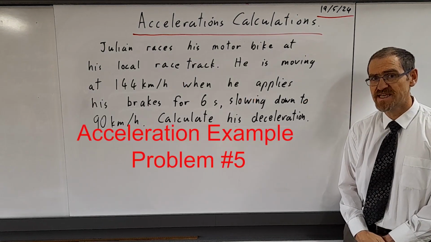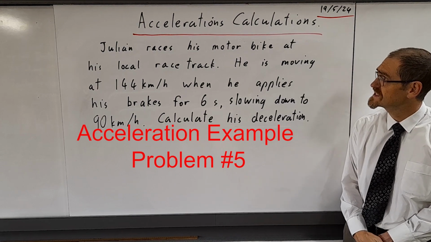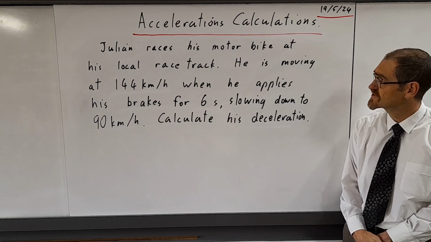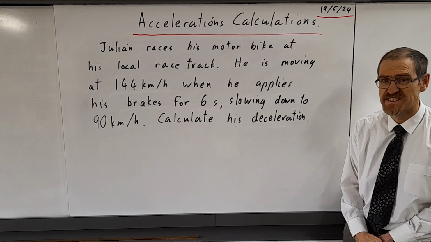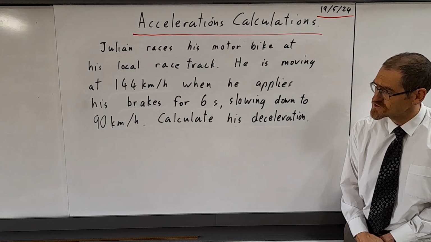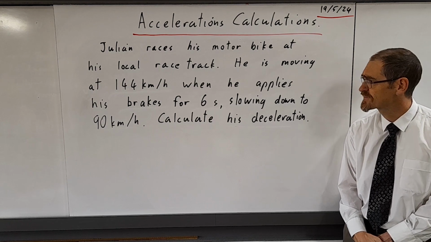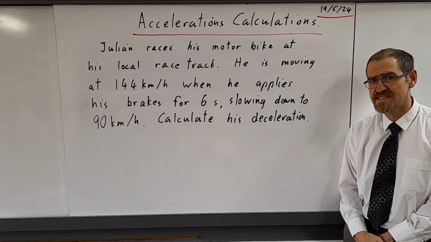Acceleration calculation, example number 5. Julian races his motorbike at his local racetrack. He is moving at 144 kilometers an hour when he applies his brakes for 6 seconds, slowing down to 90 kilometers an hour. Calculate his deceleration.